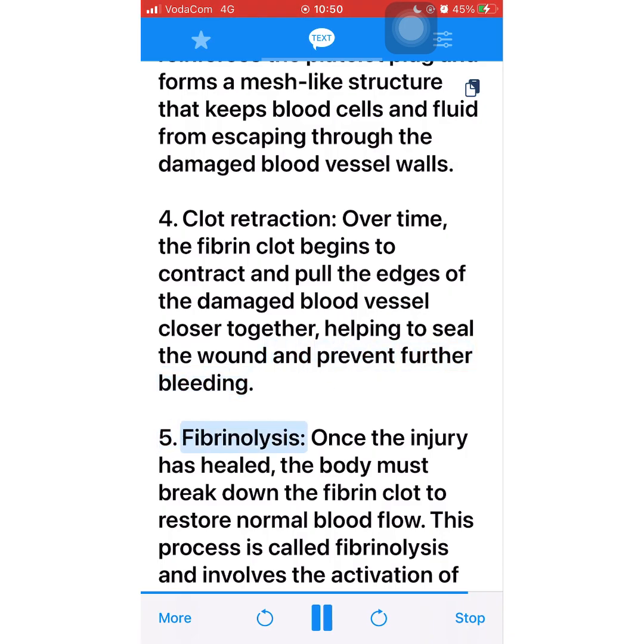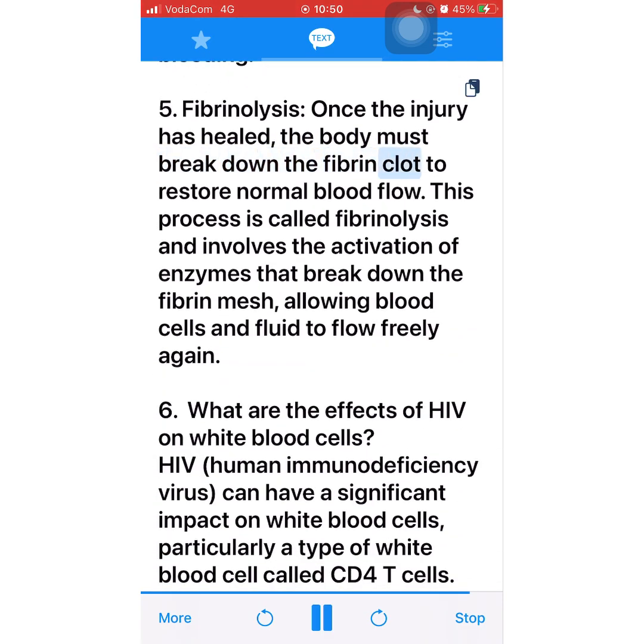5. Fibrinolysis. Once the injury has healed, the body must break down the fibrin clot to restore normal blood flow. This process is called fibrinolysis and involves the activation of enzymes that break down the fibrin mesh, allowing blood cells and fluid to flow freely again.